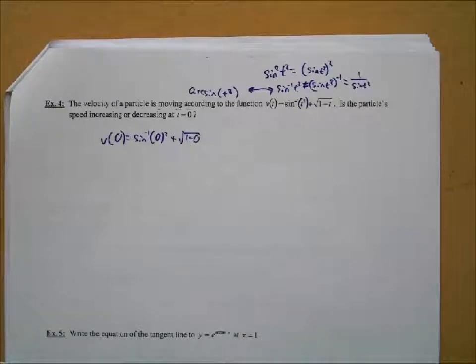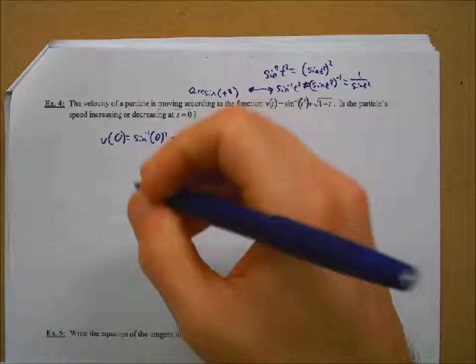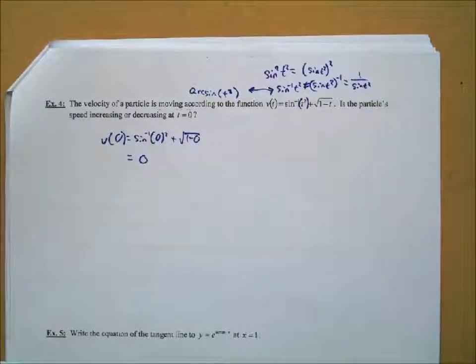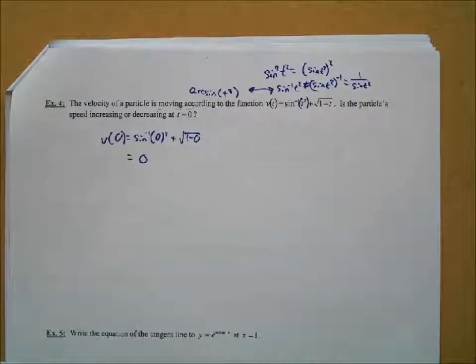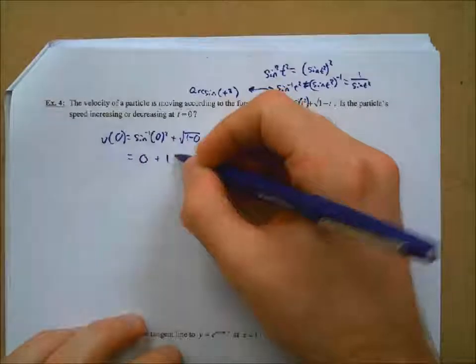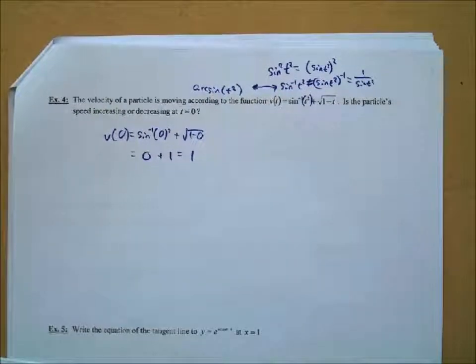What is sine inverse of 0? Or sine of what gives us 0? 0. Okay, it's 0, plus the square root of 1 minus 0 is the square root of 1, which is just 1, and so we get 1. So v of 0 is 1. All right, great. We've got the velocity at 0. Now we need to figure out the acceleration according to what Lander said. So how do we figure out acceleration?